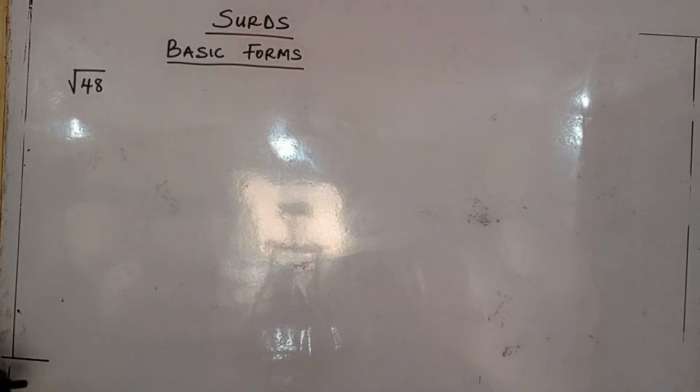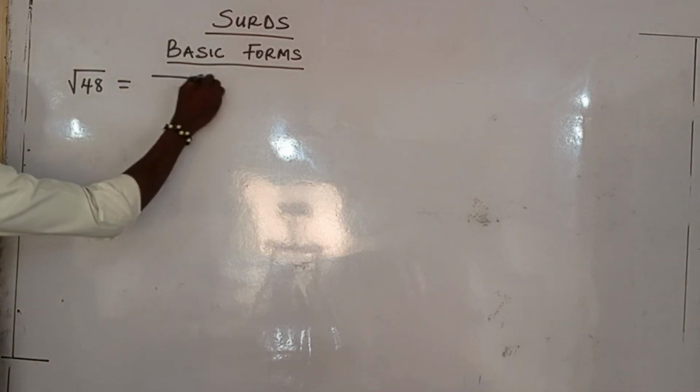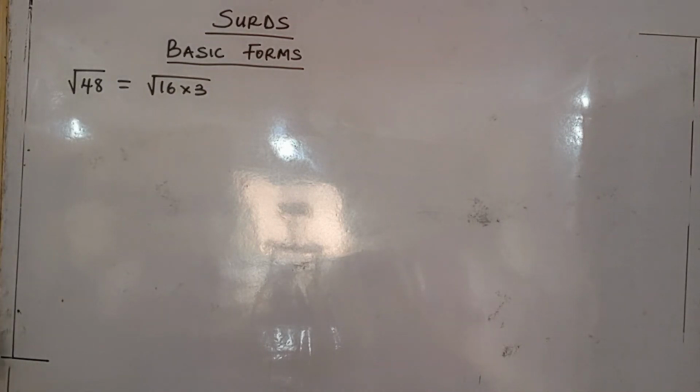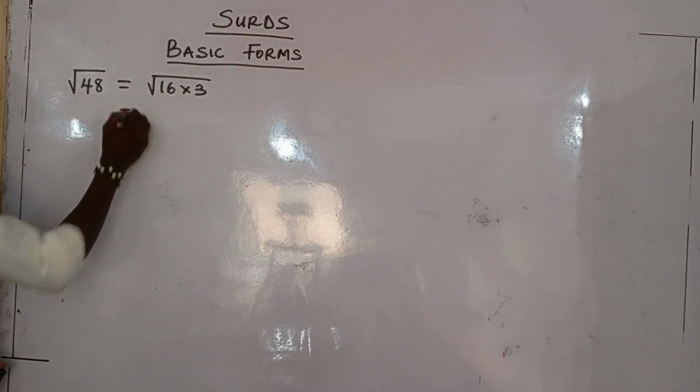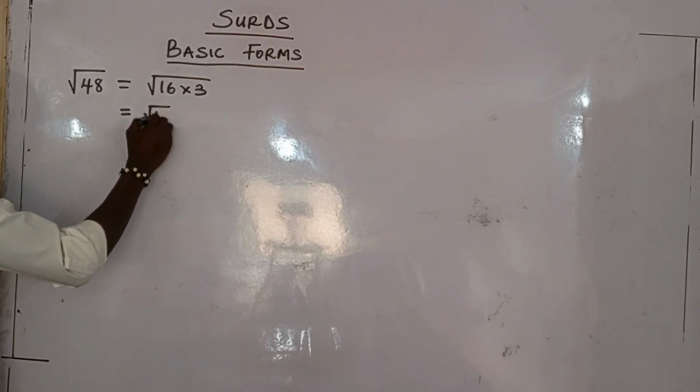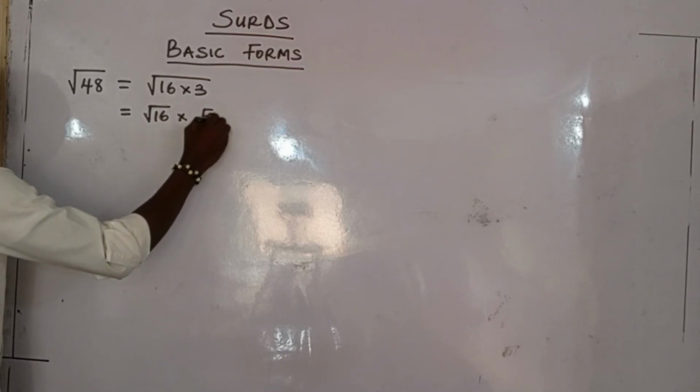So if you look at 48, the only perfect square that can divide 48 is what? Is 16. And that can be written as square root of 16 times 3. Now, this will take us to the first law, which states that square root of a times b is equal to square root of a times square root of b. So if we simplify this further, we are going to have square root of 16 times square root of 3.